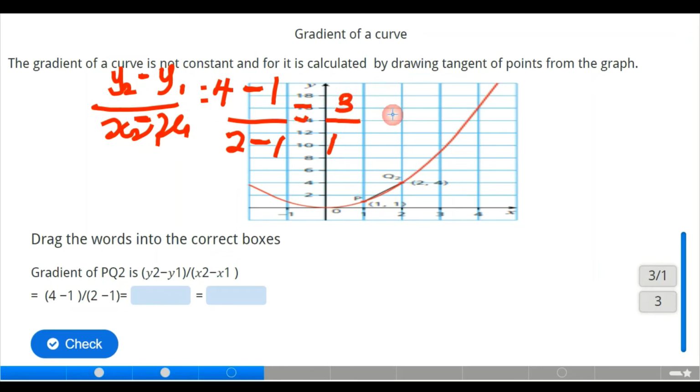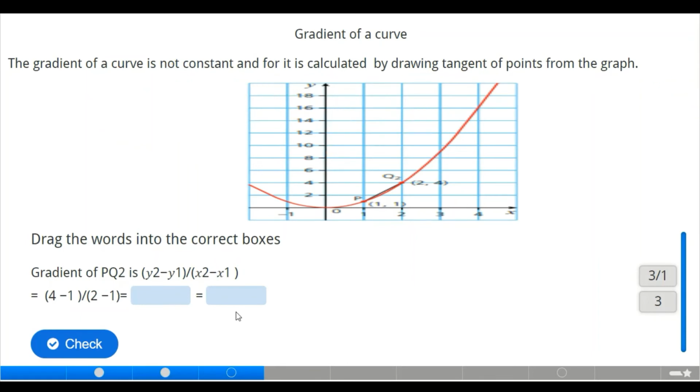3 divided by 1. 3, how many times can 1 go in 3? That is 3. And that gives us the solution to the problem. Let's arrange it on the right-hand boxes. 4 minus 1 will give us 3, right? 2 minus 1 will give us 2, so we have 3 over 1.